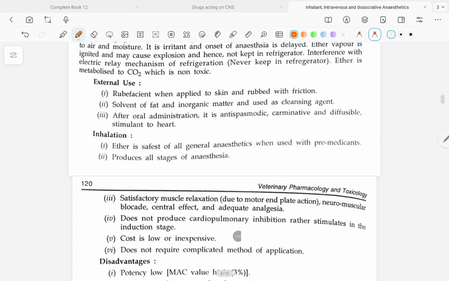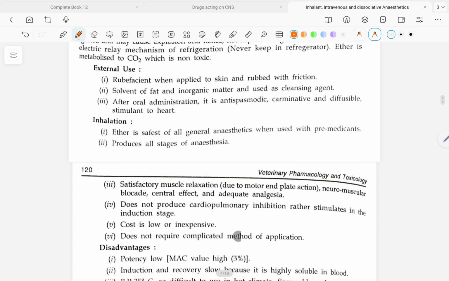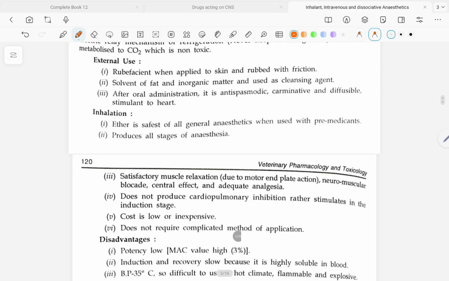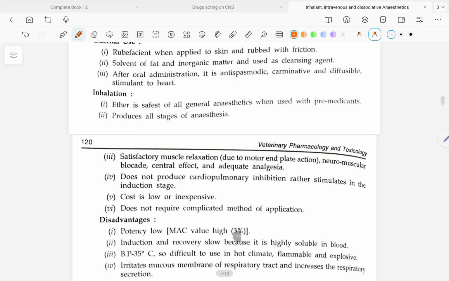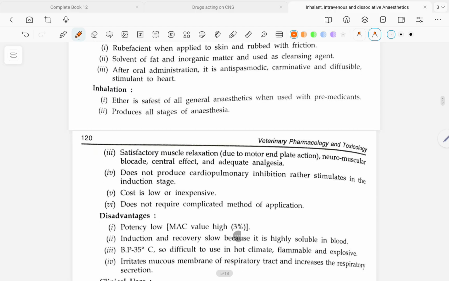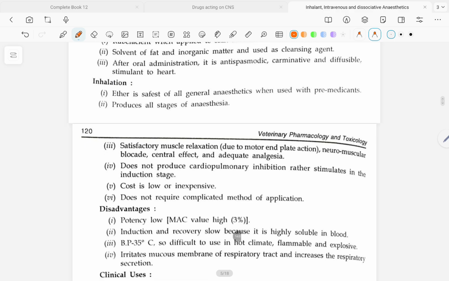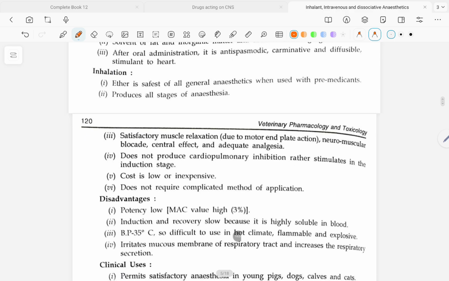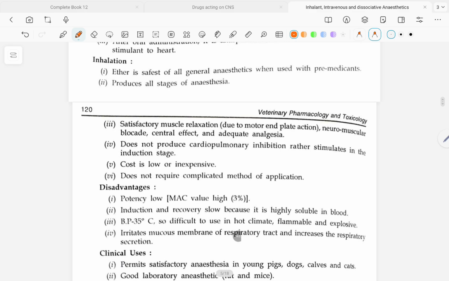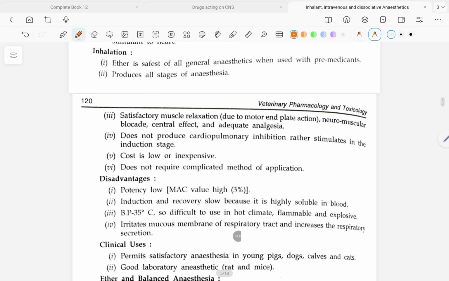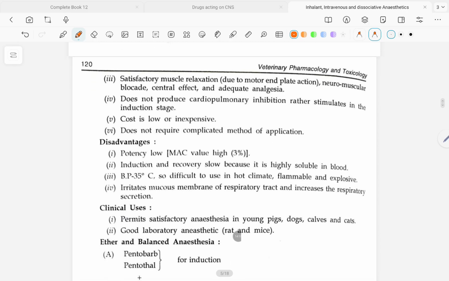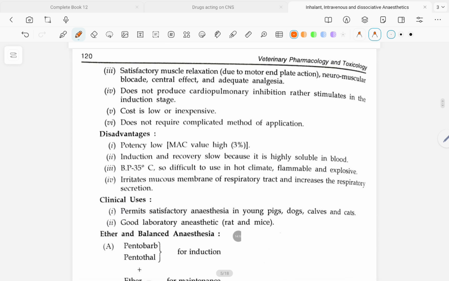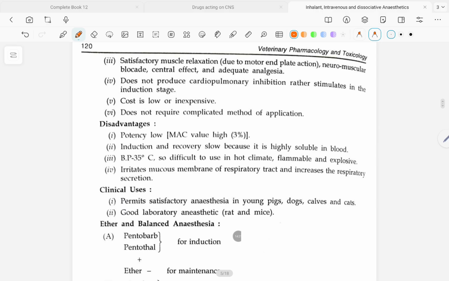External usage: rubefacient when applied to skin and rubbed with friction, solvent of fat and inorganic matter, and used as cleansing agent. After oral administration, it is antispasmodic, carminative, and diffusible stimulant to heart. Inhalation: ether is safest of all general anesthetics when used with pre-medicant. Produces all stages of anesthesia. Satisfactory muscle relaxation due to motor end plate action, neuromuscular blockade, central effect, and adequate analgesia.